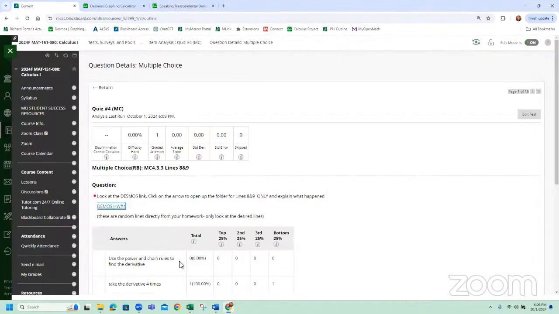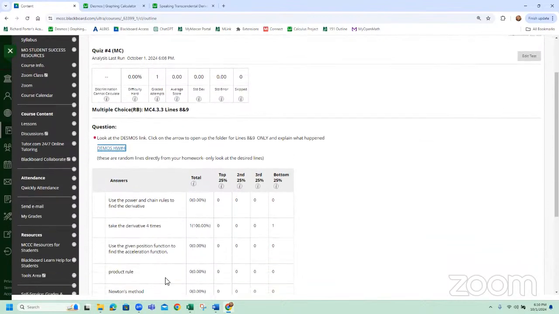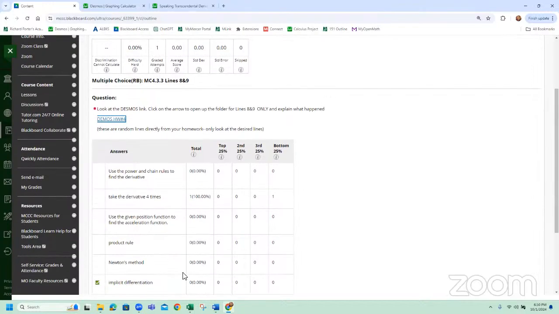Use the power and chain rule to find the derivative. Nope, none of that was done. The derivative was certainly not taken 4 times. Use the given position function to find your acceleration. I don't see a position function; it's usually S. Product rule, Newton's method, implicit differentiation. Okay, so it's not the product rule. Newton's method is used to do what? To find, anyone? It's used to find zeros. Okay. And then implicit differentiation is the only thing.